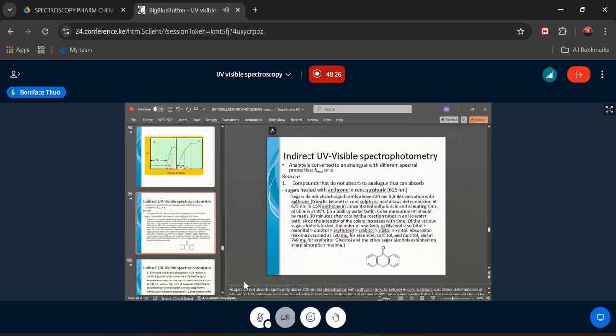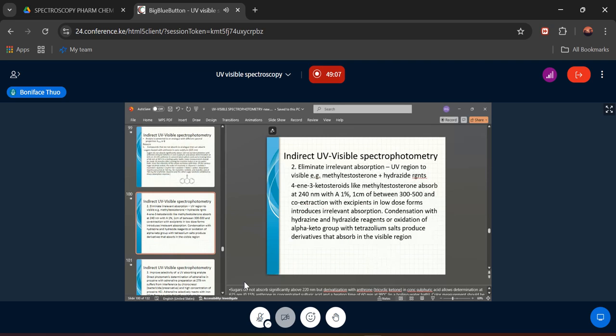So this type of compounds can be derivatized, reacted with other compounds to form complexes or to form compounds which can absorb strongly. And we have given an example of sugars which can be reacted with anthrone in presence of sulfuric acid. They produce a compound which absorbs strongly at 625 nanometers, which then enables the application of UV visible spectroscopy.